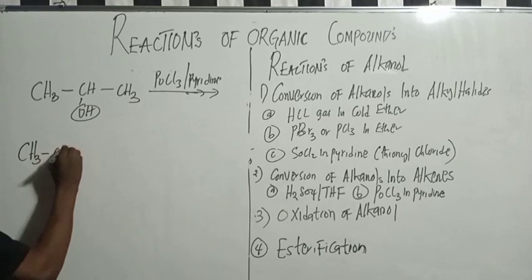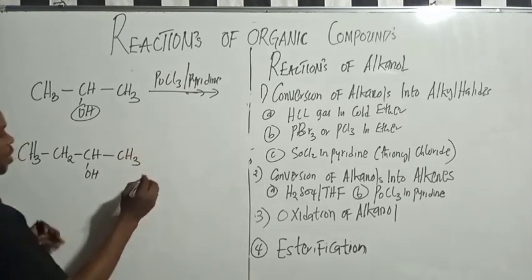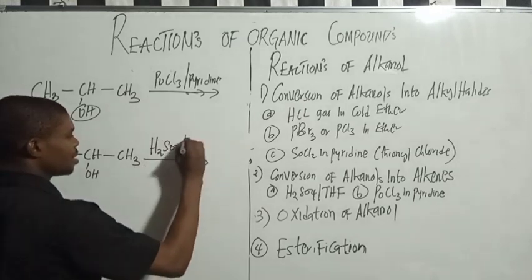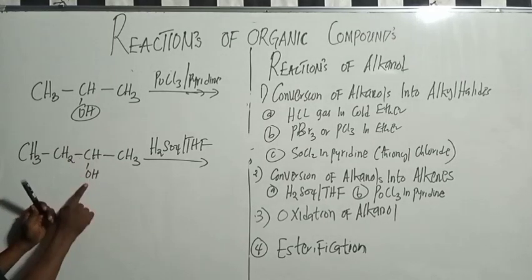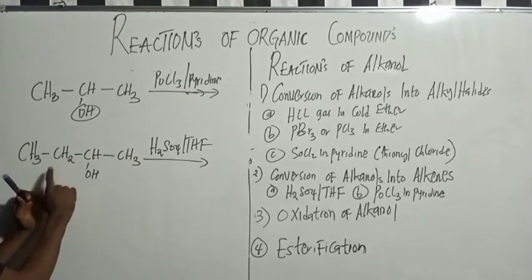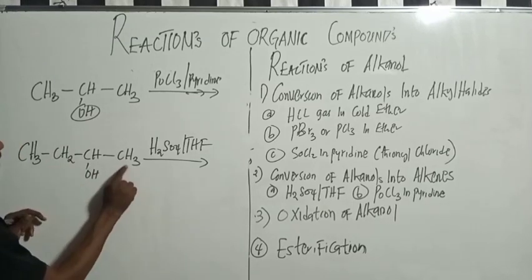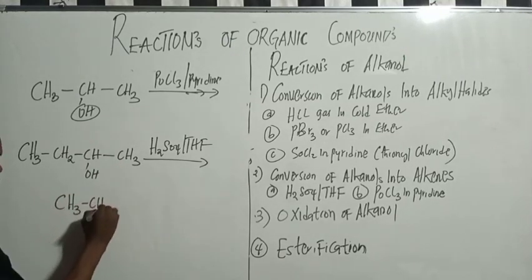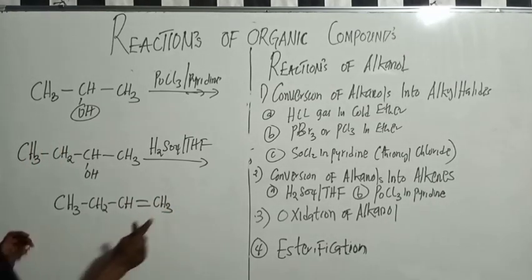So if I have something like this, CH3, CH2, COH, CH3, and it undergoes reaction with H2SO4/THF, what will be the product of the reaction? Now, this carbon atom here that's carrying OH is connected to this carbon and this carbon, right? So you can remove hydrogen from here, and you can also remove hydrogen from here, to form a double bond. If I remove hydrogen from here and this first carbon, I will have CH2, CH2, CH double bond CH3. Can you see that? That is when I remove hydrogen from here.